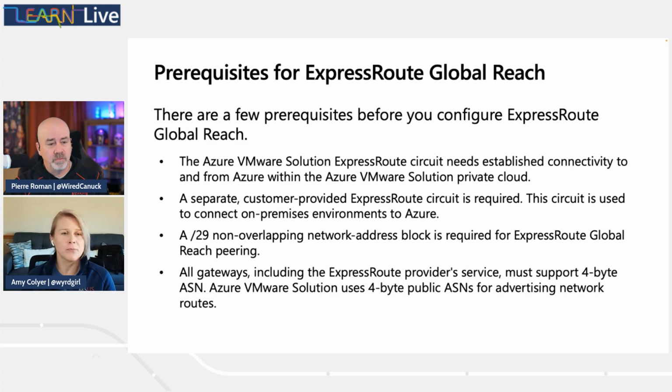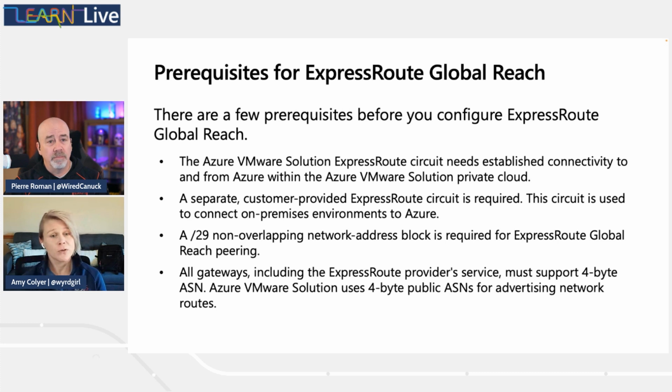So, okay, there are prereqs for the express route Global Reach, and Global Reach is something you need to enable on your express route to be able to configure connectivity on-prem to your AVS solution. So you need established connectivity, obviously, and then you need to order an express route circuit, and that can take some time. That connects directly into our edge gateway in the data center. And then you need that /29 of a non-overlapping network address so everything can route correctly.